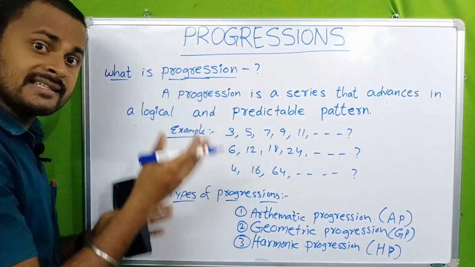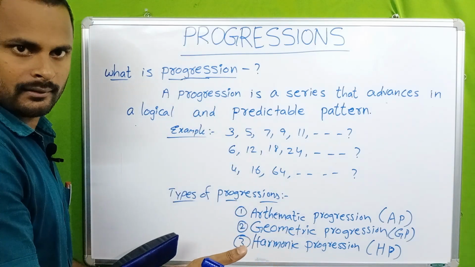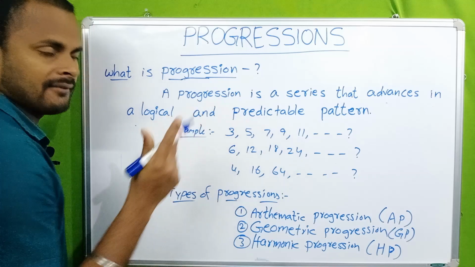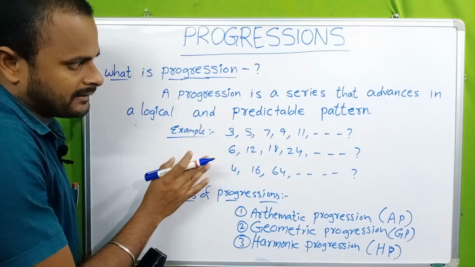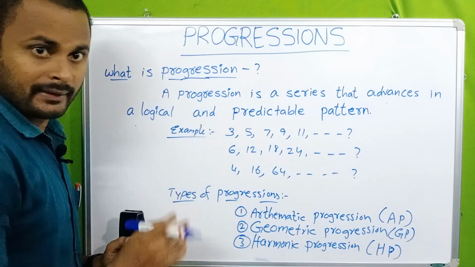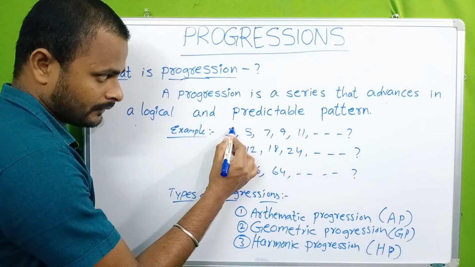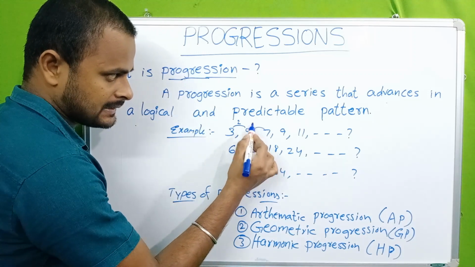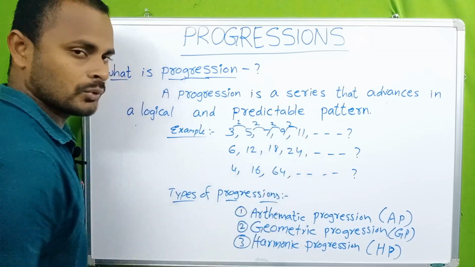So a progression is a number series. It advances in a logical and predictable pattern. For example, 3, 5, 7, 9, 11. This is a number series. By observing this, you can predict what series it is: an odd number series. Is there any relation between the first and second terms? Just find it. The difference between 3 and 5 is 2, and 5 and 7 is 2, and 7 and 9 is 2, and 9 and 11 is 2.